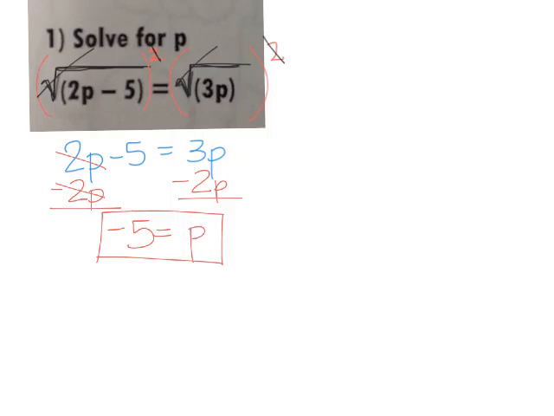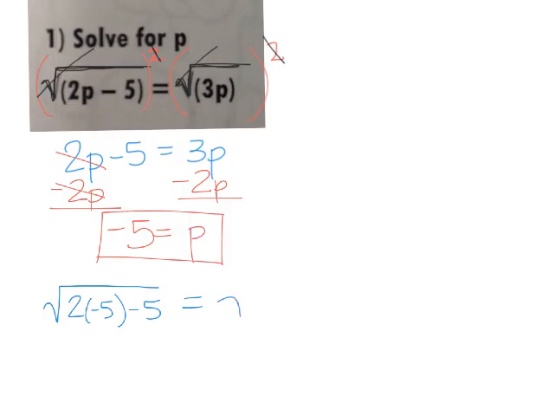This is my solution. But remember, this could be an extraneous solution. I do need to test it to be sure that it does make both sides equal. So in order to test that, I go back to the original problem and I'm going to replace the p with negative 5.